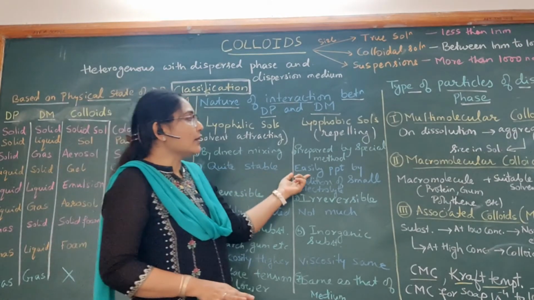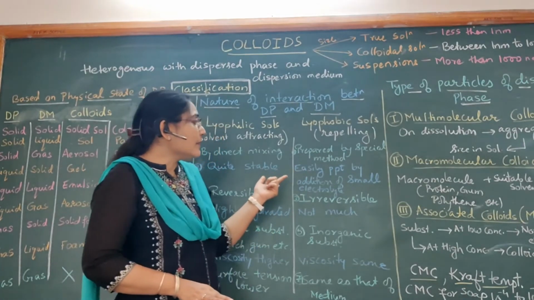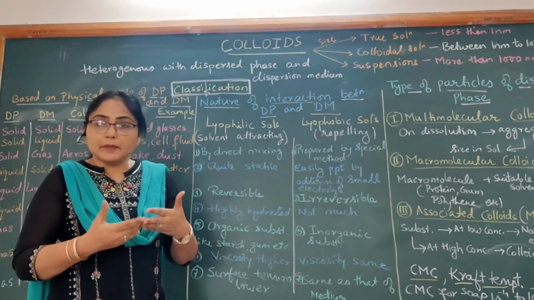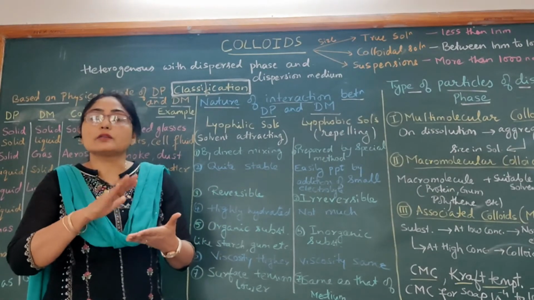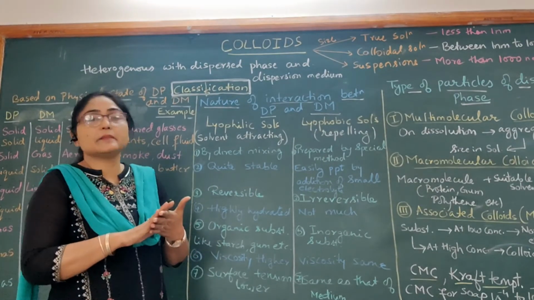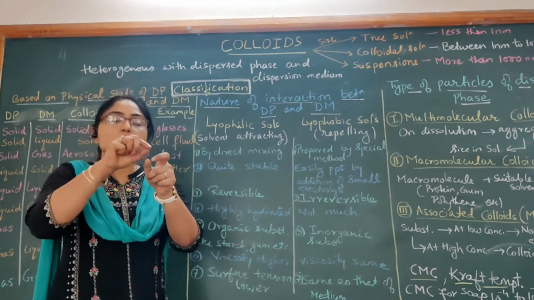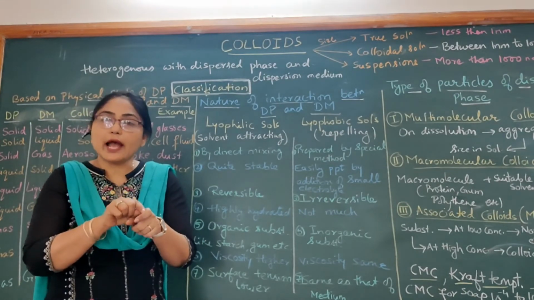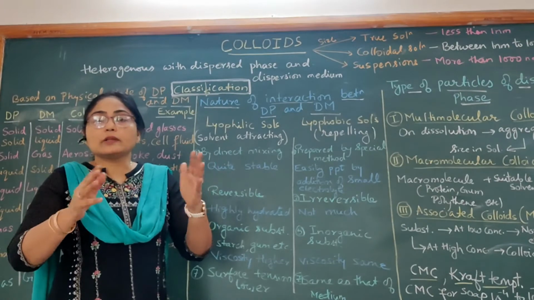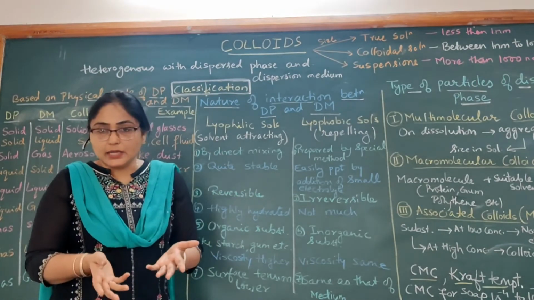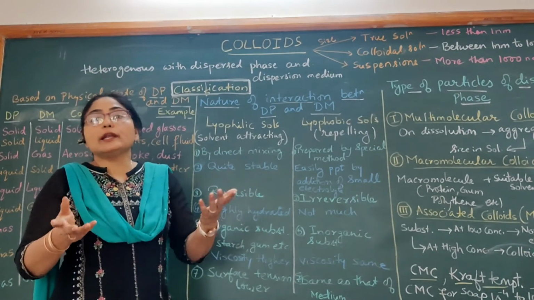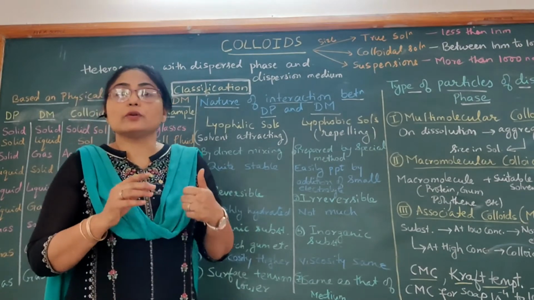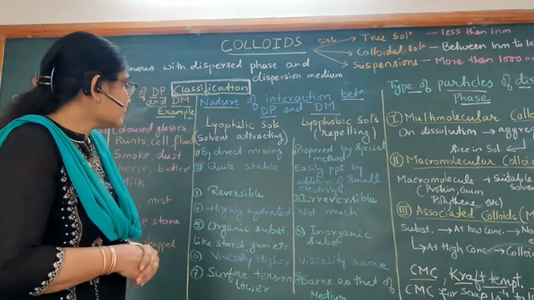But what about these lyophobic salts? They cannot be easily prepared, and they are also not stable. If you add a small amount of electrolyte, they are going to precipitate out, they are going to get coagulated. So they precipitate out and coagulate, and the colloidal salt is not there anymore.